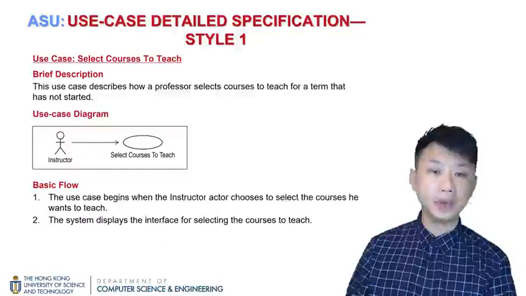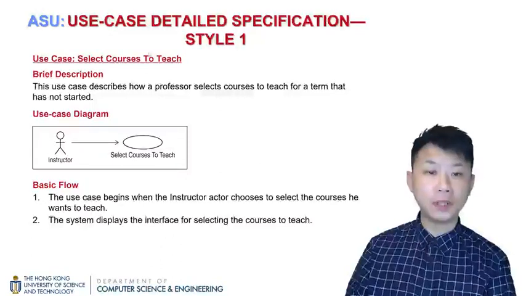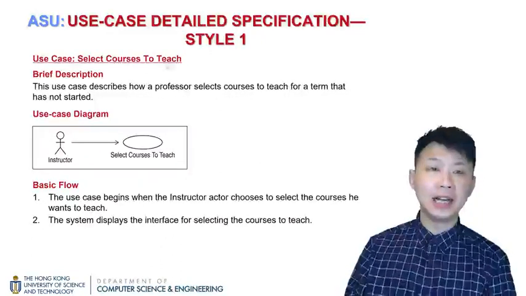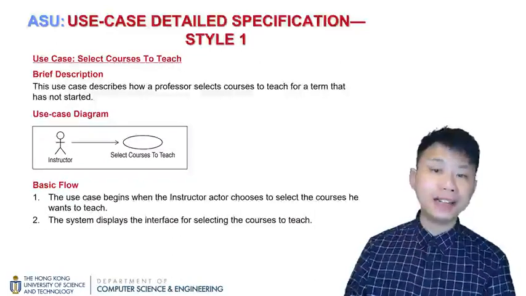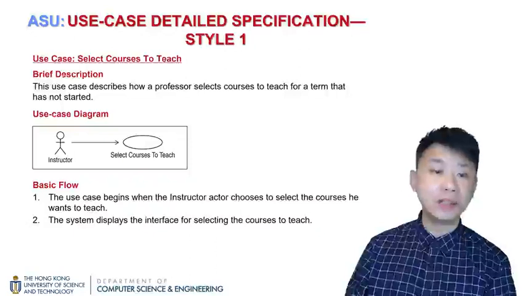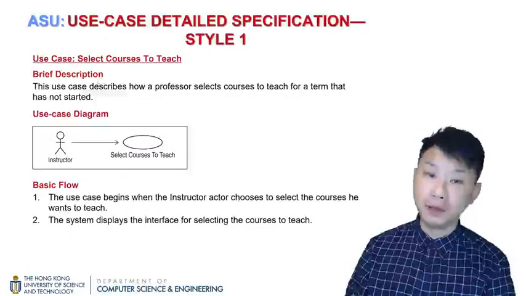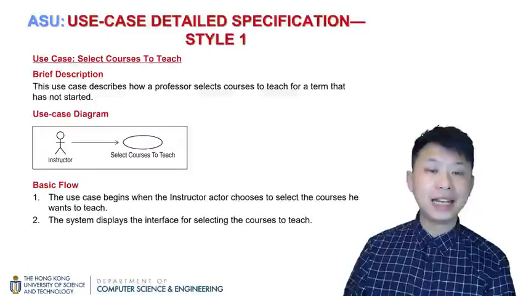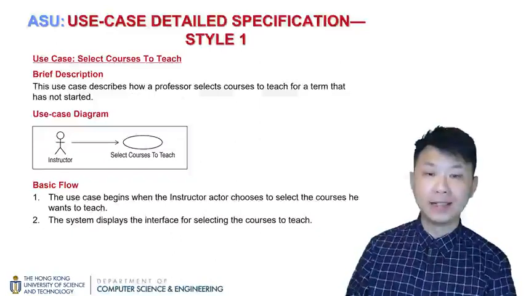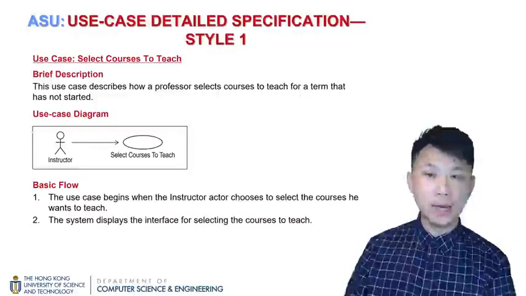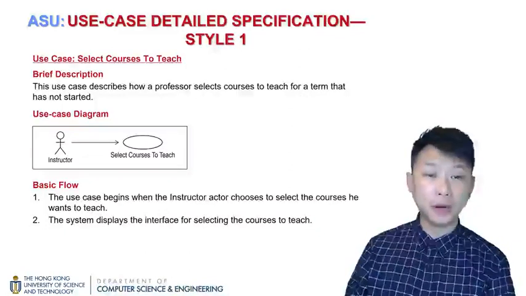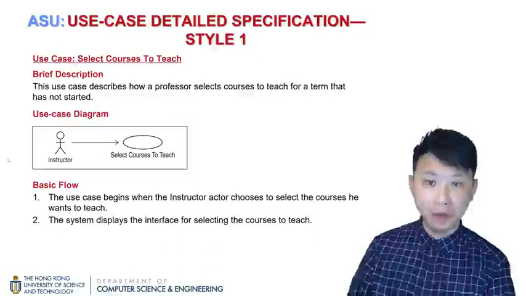So this is an example use case specification for the use case "select courses to teach" under the ASU course registration system. When you write a use case specification, you have to give a brief description of the use case. For example, this use case describes how a professor selects courses to teach for a term that has not started.